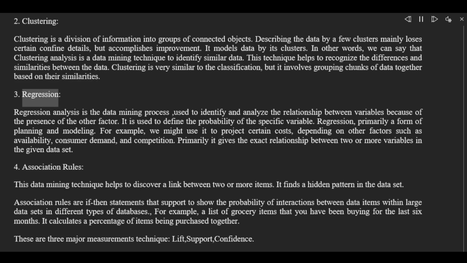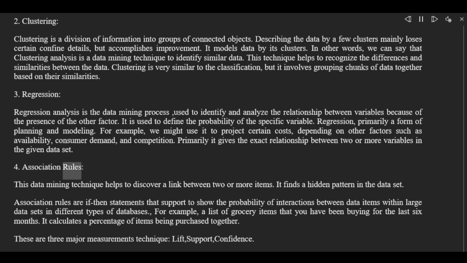3. Regression. Regression analysis is the data mining process used to identify and analyze the relationship between variables because of the presence of the other factor. It is used to define the probability of the specific variable. Regression is primarily a form of planning and modeling. For example, we might use it to project certain costs, depending on other factors such as availability, consumer demand, and competition. Primarily it gives the exact relationship between two or more variables in the given data set.